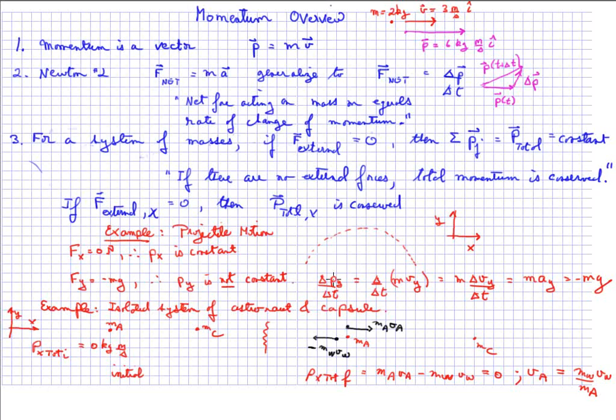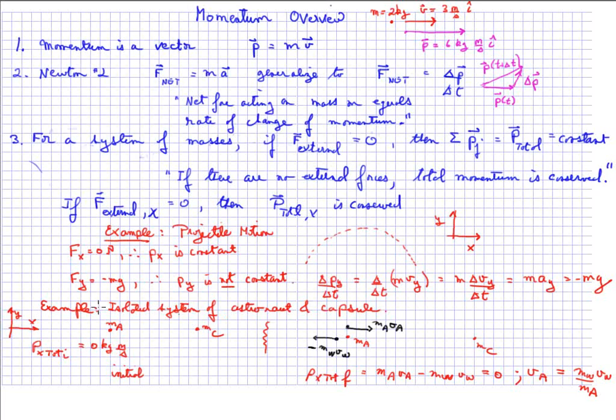In fact, the rate of change of Py with respect to time is the rate of change of m times Vy with respect to time, which is m times the rate of change of Vy with respect to time, which is m times Ay. And setting that equal to the net force, minus mg, gives us Ay equal to minus g, as we know from previous work.